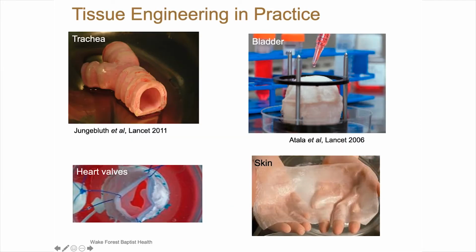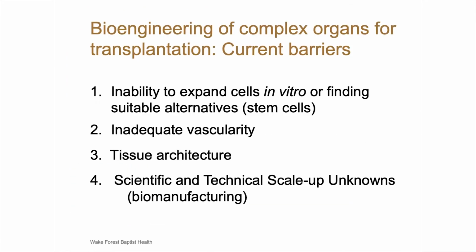So in practice, there are quite a few technologies that are being put into patients. This is an engineered trachea. This is the bladder that came out of Dr. Atala and WFIRM, which they have been putting into patients, heart valves, and then skin. So these are the really four big areas that are currently in clinical practice. And as I said, we're going to talk about some of the barriers.